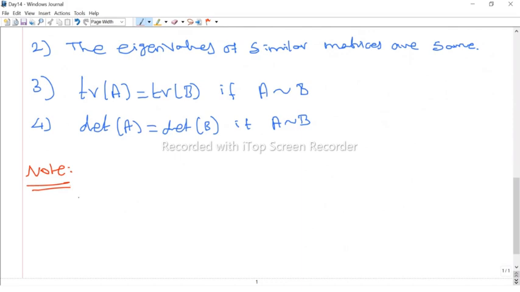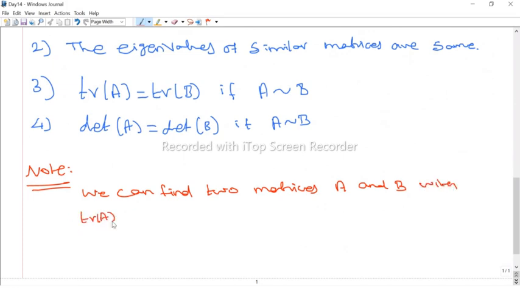Note, we can find two matrices A and B with the trace of A equal to the trace of B and the determinant of A equal to the determinant of B, but A is not similar to B.